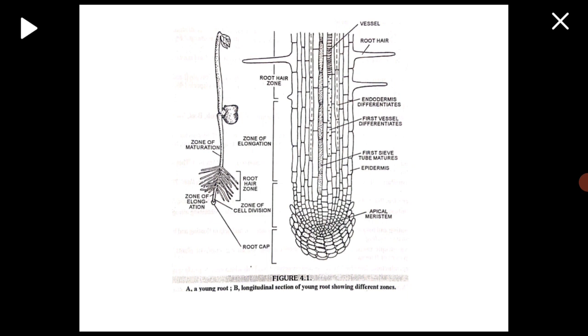Next, absorption. Roots perform the very important function of absorption of water and minerals from the soil in almost all the terrestrial plants. Since this function is not critical in submerged aquatics, the roots are poorly developed or totally absent in them. For example, Utricularia, Ceratophyllum, etc.